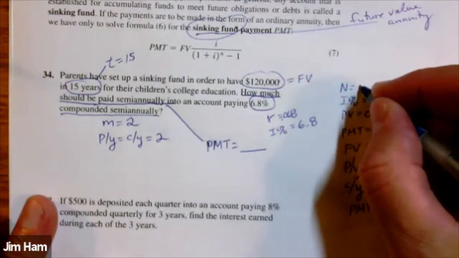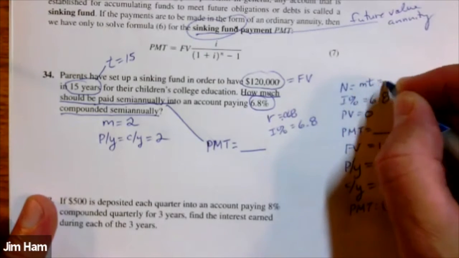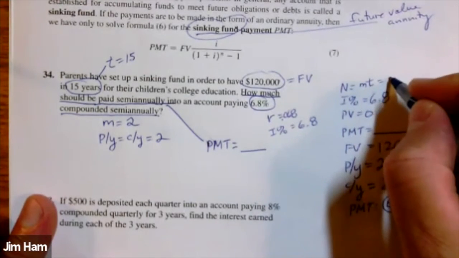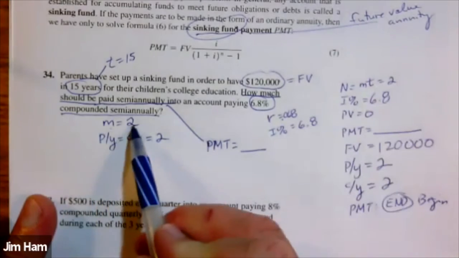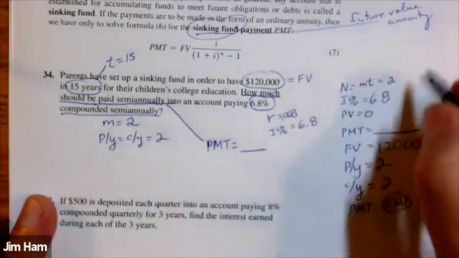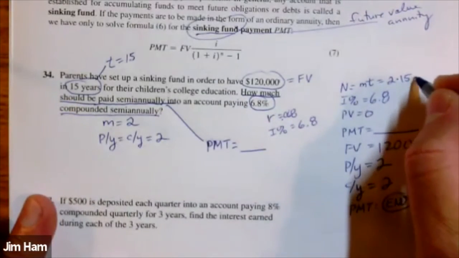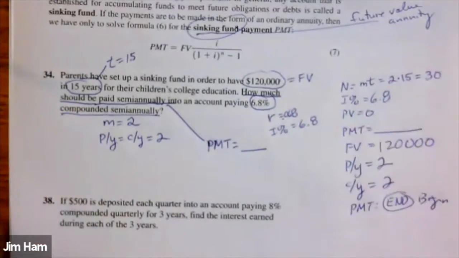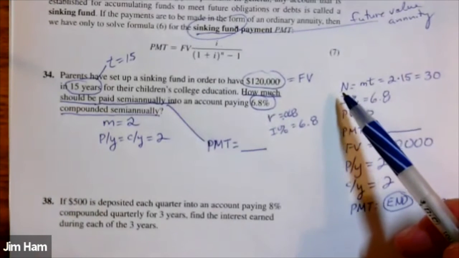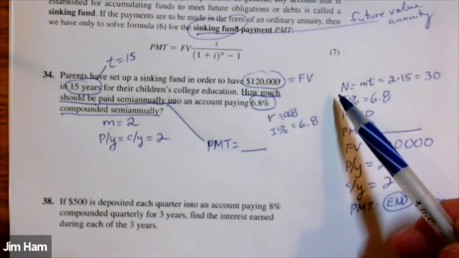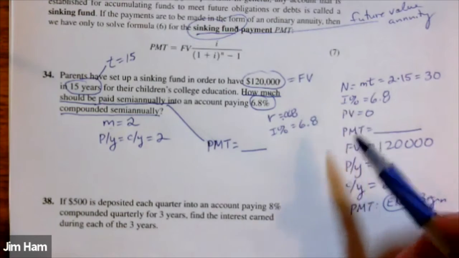N is M times T. So the M value, because of the semi-annually, is 2. And then the T value is 15 years. So this N in the TVM solver is not the number of years in most cases. You got to multiply the number of years by the compounding period.